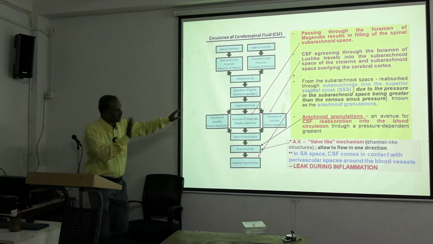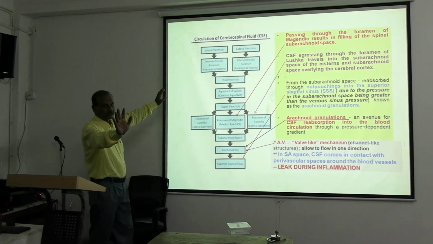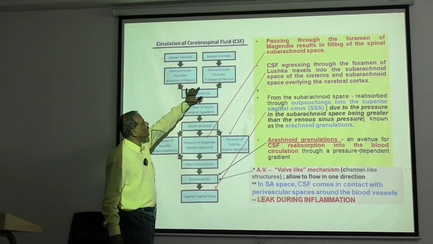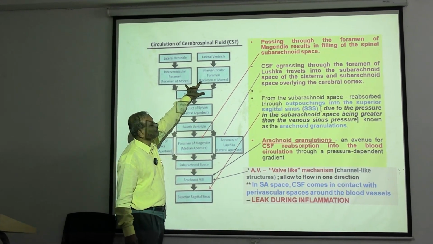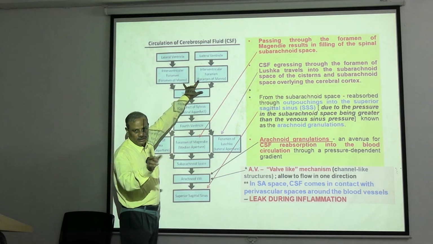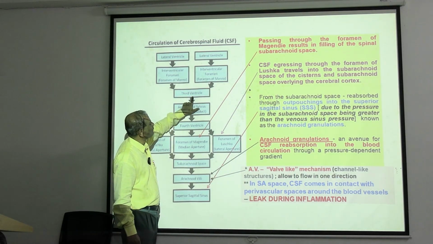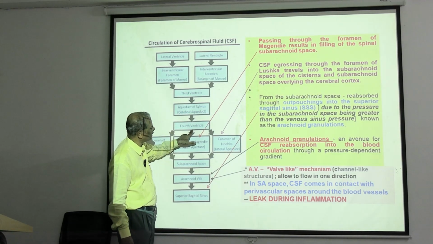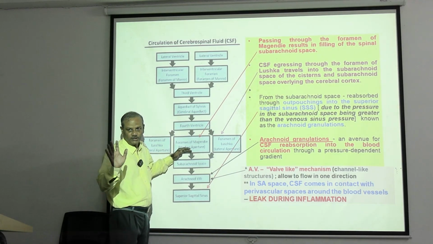This part you write down completely. How CSF flows, just try to understand. There are two lateral ventricles. In each lateral ventricle there is an interventricular foramen called the foramen of Monro. First you try to understand, then you write down. From there it comes to the third ventricle, from the third ventricle through the aqueduct of Sylvius to the fourth ventricle, and in the fourth ventricle there are three openings.